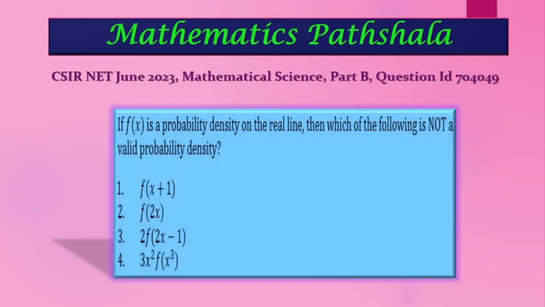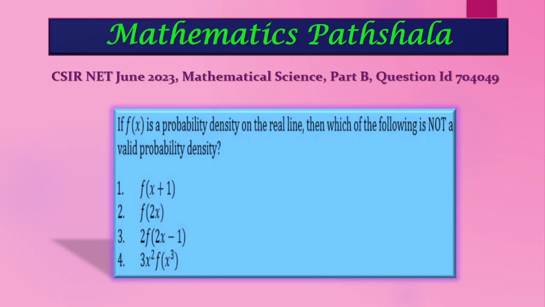Today we will go through a problem of CSIR June 2023 from probability. It is from part B and the question ID is 704049. So here the problem is that if f(x) is a probability density on the real line, then which of the following is not a valid probability density? So follow this minutely, which of the following is not a valid probability density.